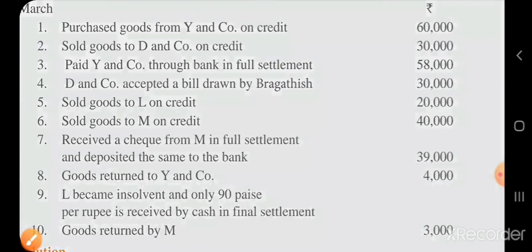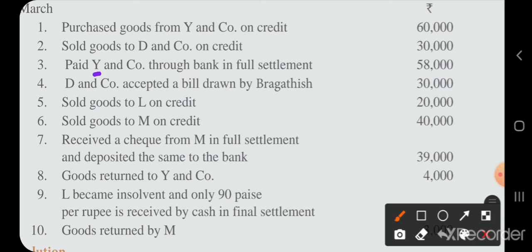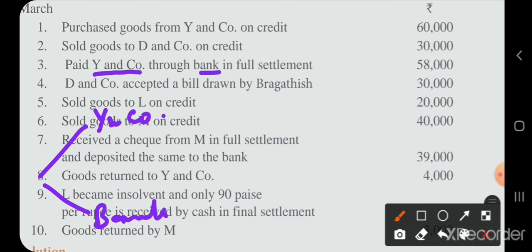Now, first identify what are the accounts involved. Paid YN company through bank, so it is a bank transaction. What are the accounts involved? YN company and bank. Now, YN company is a personal account. Bank is also a personal account, a representative personal account.